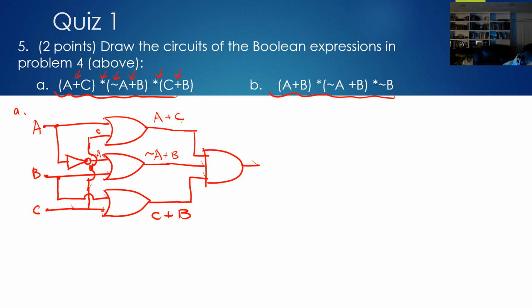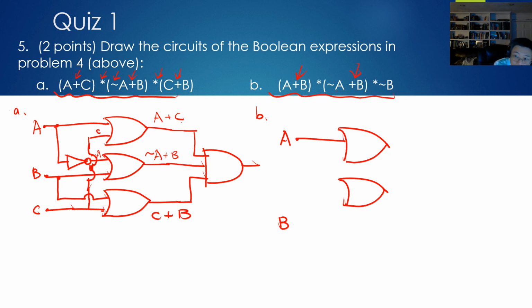Okay, so now let's look at B. For B, we only have 2 inputs, A and B, right? So the first one is A and B. The second one I use tilde A and B. So now I have the first OR gate, the second OR gate. So I have 2 OR gates. The first OR gate has input A.